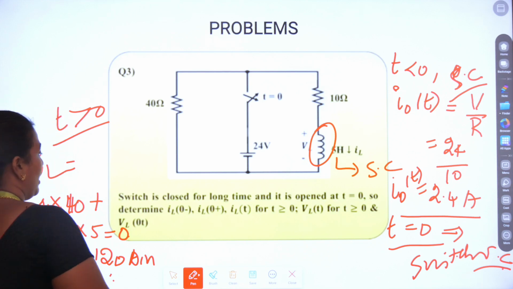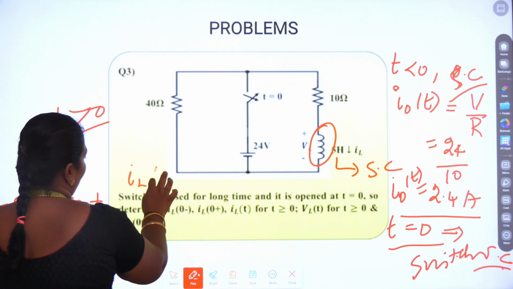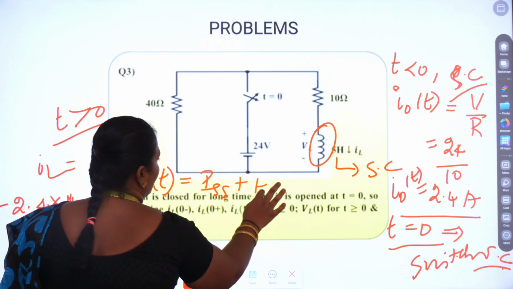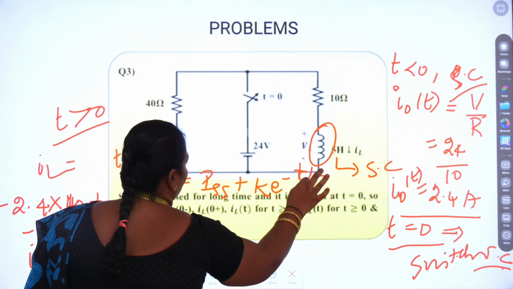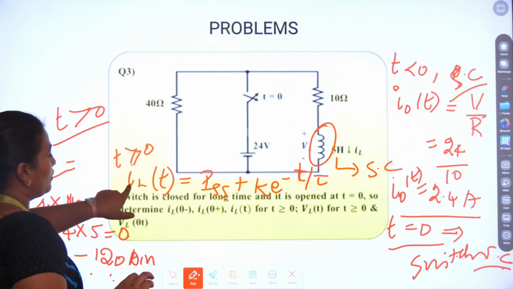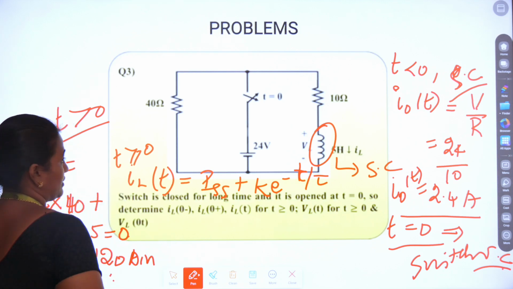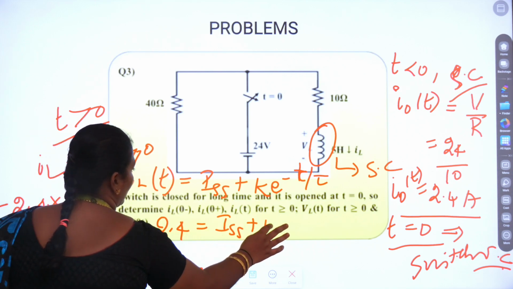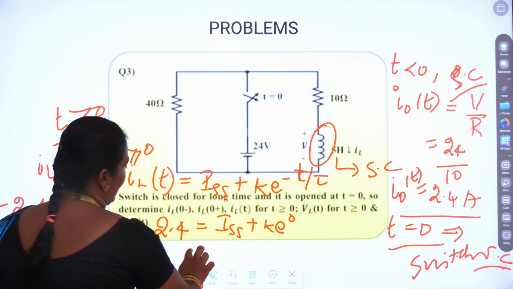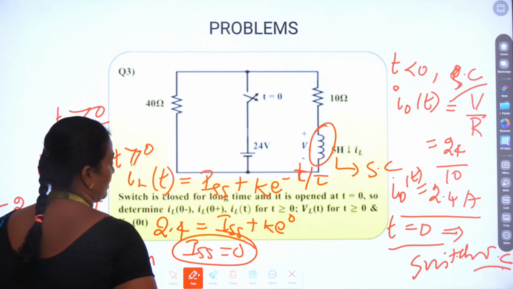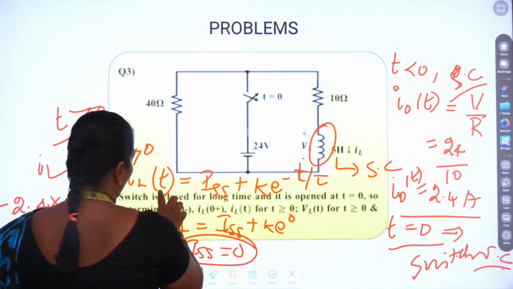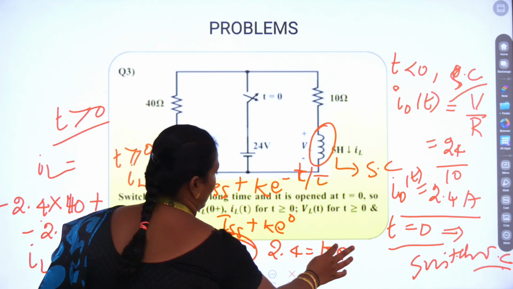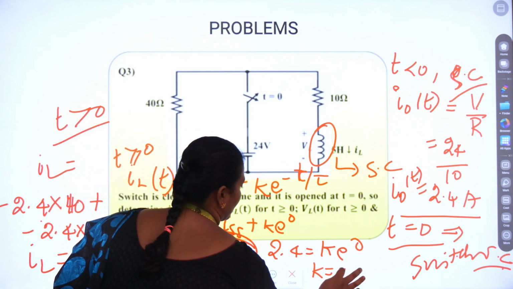After I have derived this, I have to calculate my IL of t when t is greater than or equal to 0. That is nothing but ISS plus k into e power minus t by tau. When I calculate this, IL of 0 is already given as 2.4 amperes, which is equal to ISS plus k into e power 0. ISS is usually 0 since there is no source involved. So I can write 2.4 is equal to k, since e power 0 is 1. So the k value is 2.4.